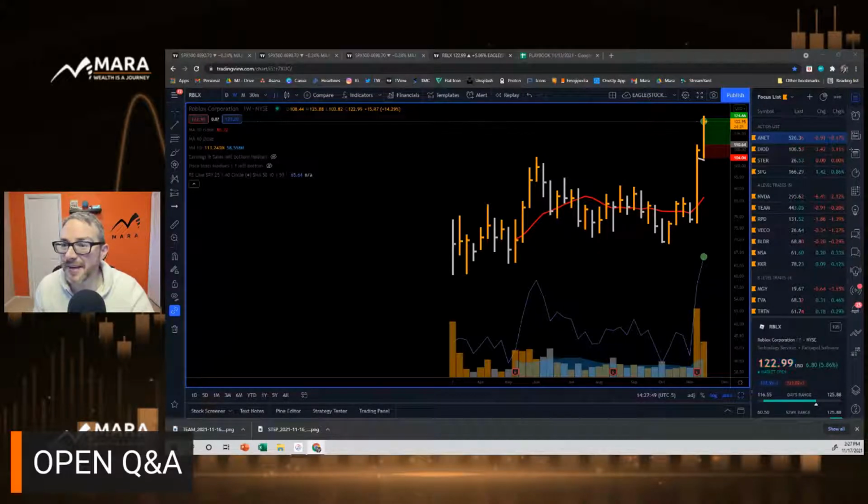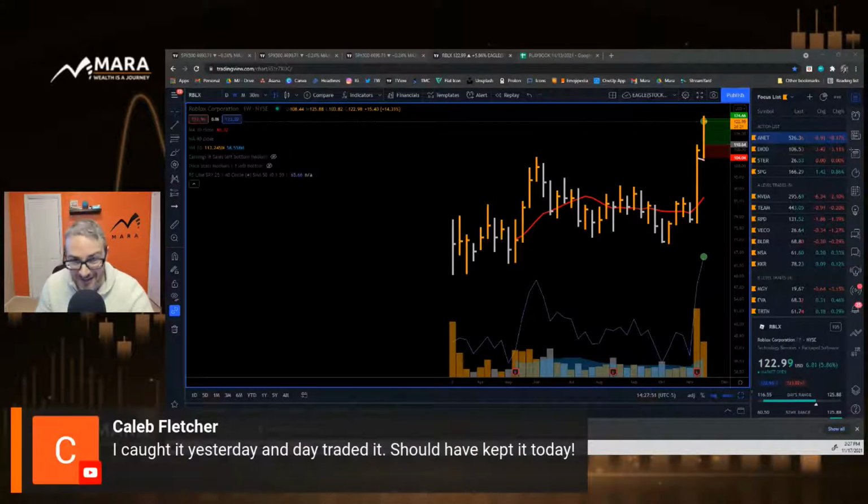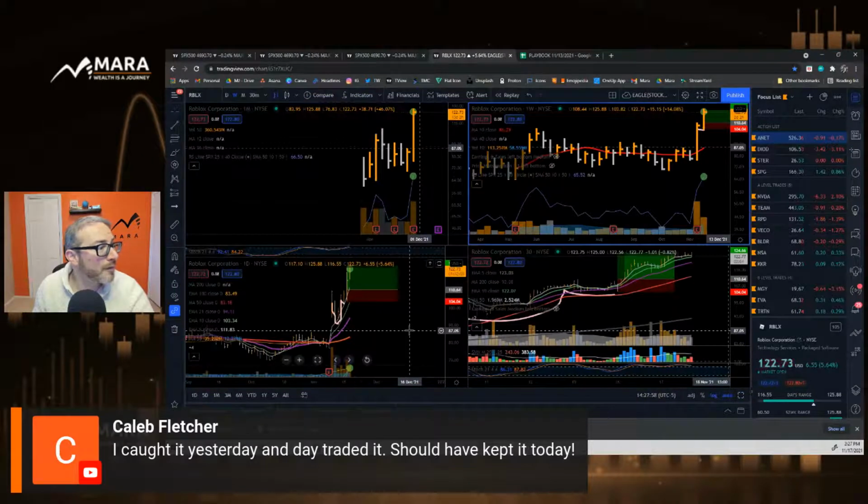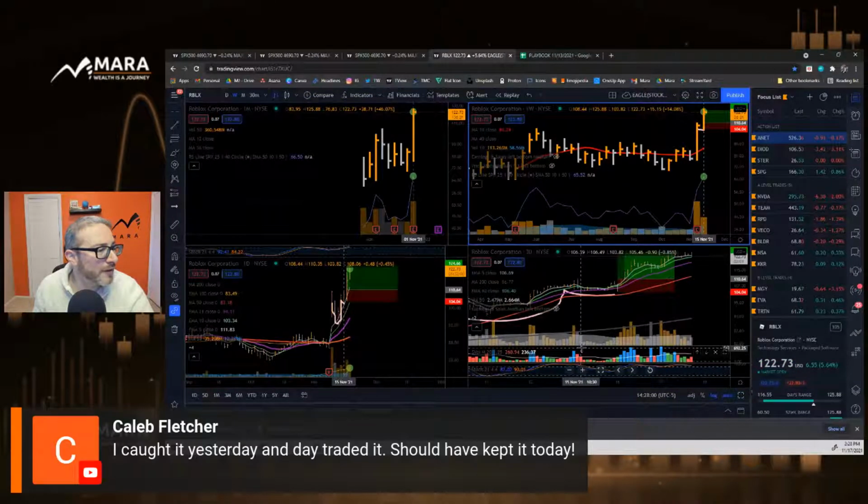Yeah, Caleb says that he caught this one yesterday. Should have kept it. Well, there's always room to improve, right? There's a bunch of things to dissect in that. One of the first things to dissect is, well done for catching it at all, right? Not everybody is catching trades like this. So when you do have it, applaud your success, right?